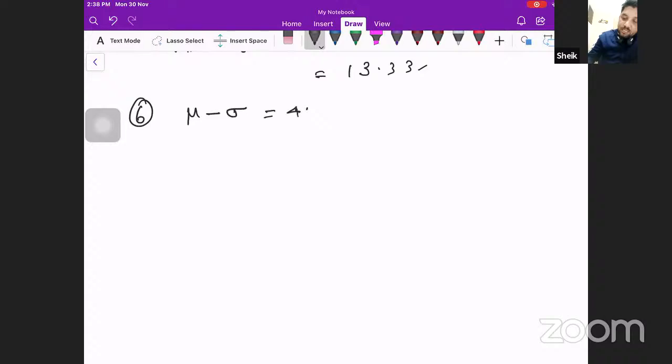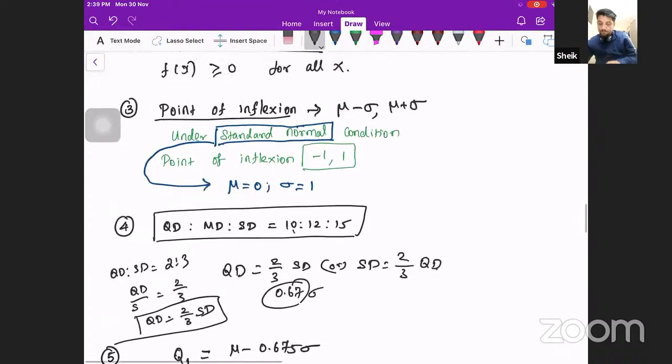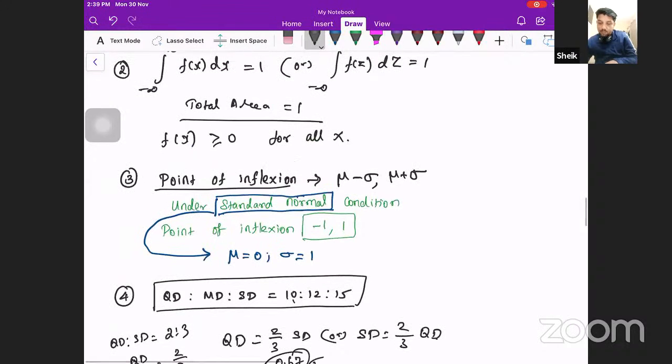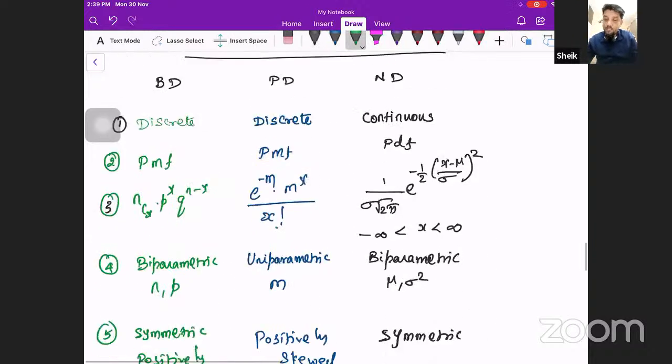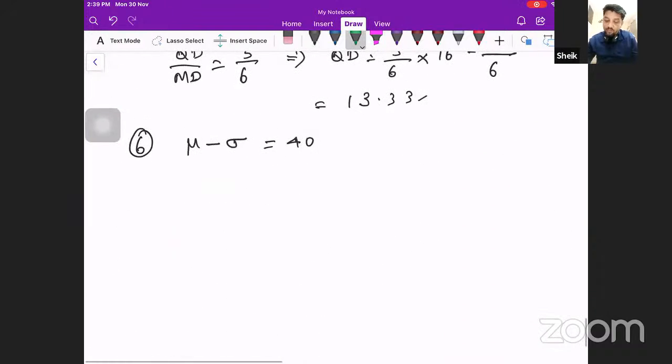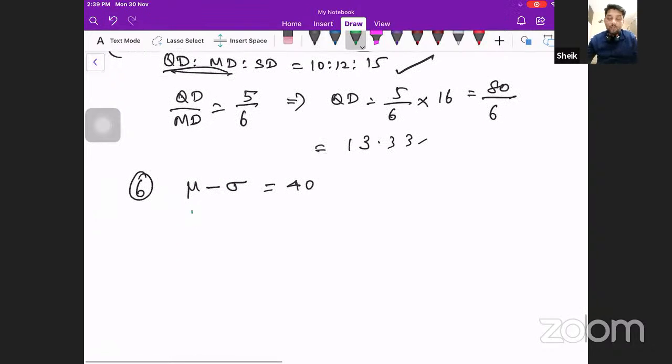That means mu minus sigma is 40. I told you, what is point of inflection? Point of inflection is mu minus sigma to mu plus sigma. So here, points of inflection are given as 40 and 60. So can we say mu minus sigma is 40 and mu plus sigma is 60?